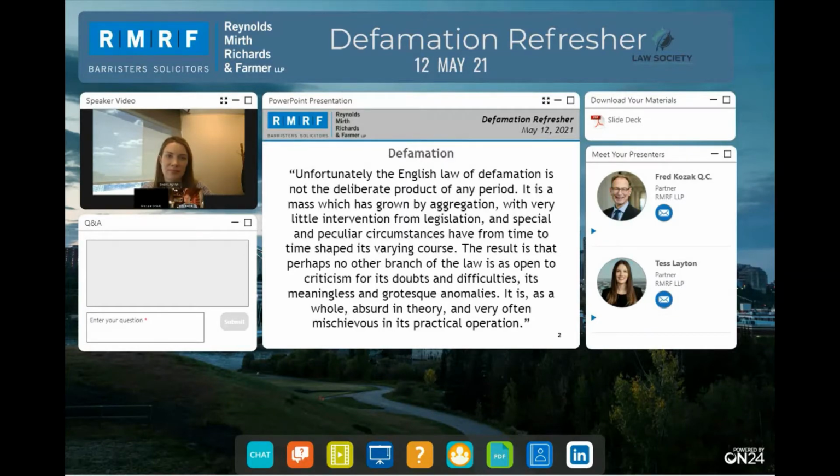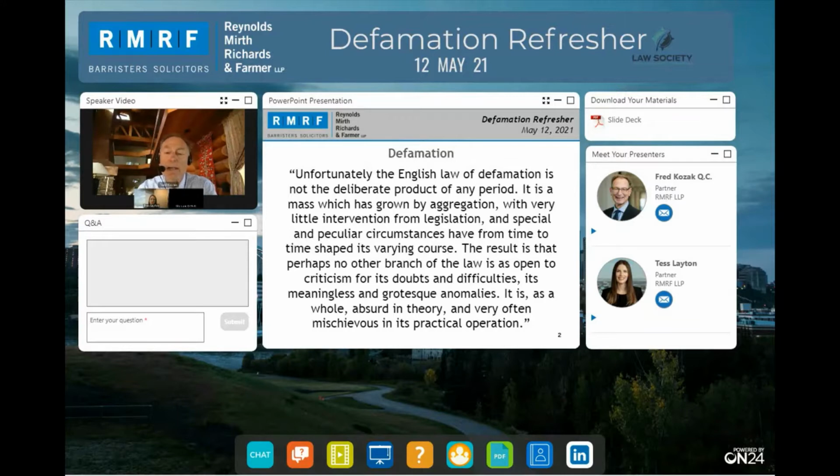But I'm going to start with a warning. The warning is the law of defamation is an odd mix of things, and the quote that you see up on the screen was written in 1906. And it described a kind of a messy area of litigation then, which has only gotten worse in the last 115 years or so.